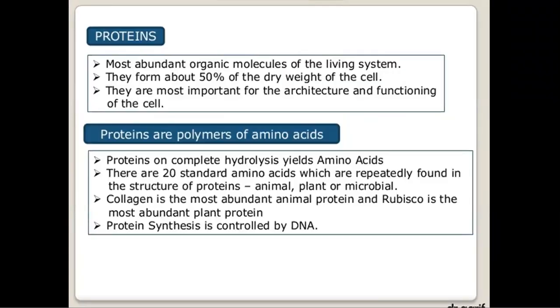Proteins are the most abundant organic molecules of the living system, consisting of around 50% of the dry weight of the cell. These proteins are synthesized by the process of translation, and they are useful for structuring and functioning of the cell, and for regulating body tissues and organs. Proteins can be hydrolyzed to form amino acids. We have 20 amino acids in animals, plants, and microbes. Collagen is the most abundant protein present in animals.